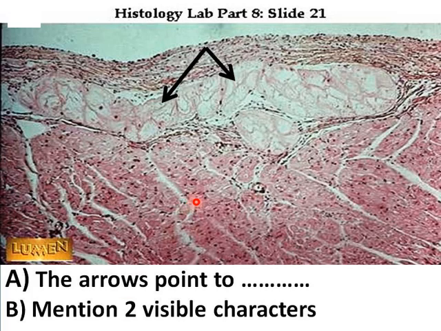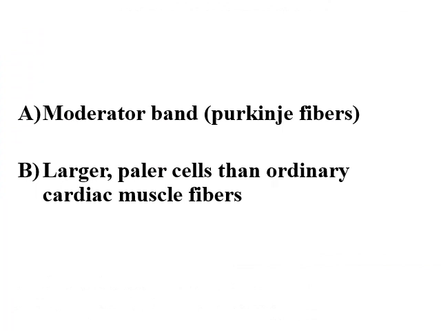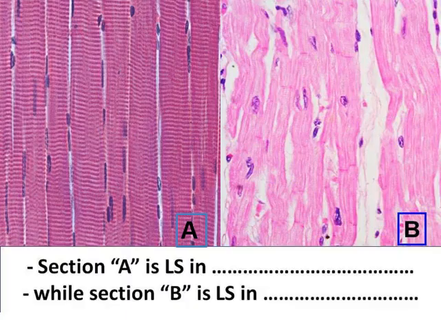Here is cardiac muscle and another type of fibers, which is the Purkinje muscle fibers, which appear larger, paler, and this is the peripheral myofibril. This is a type of a muscle, and this is another type.